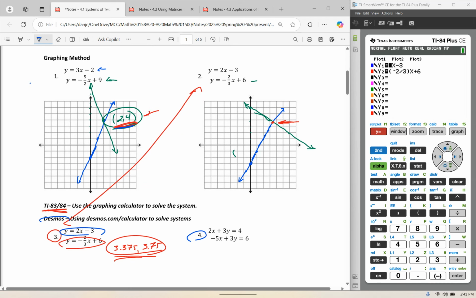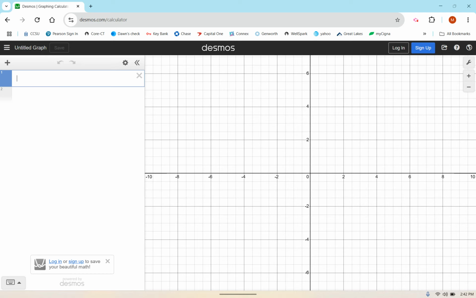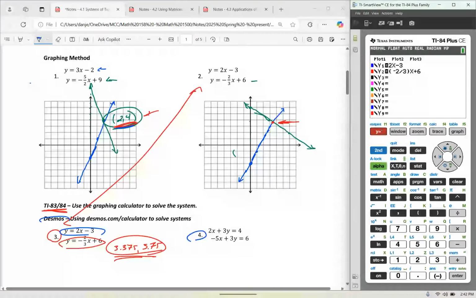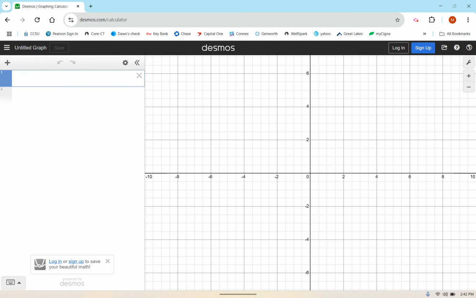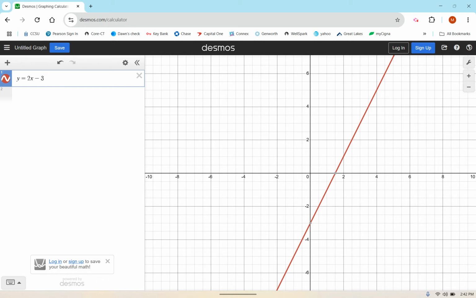Desmos is a free graphing application that you can find at desmos.com/calculator. I'm already here. I am going to do a little bit back and forth. The first equation, notice, is 2x plus 3y equals 4. Actually, let's do the previous problem first. Y equals 2x minus 3. So I can type in y equals 2x minus 3, and I'm just doing that with my keyboard. And you'll notice that Desmos graphs the line.